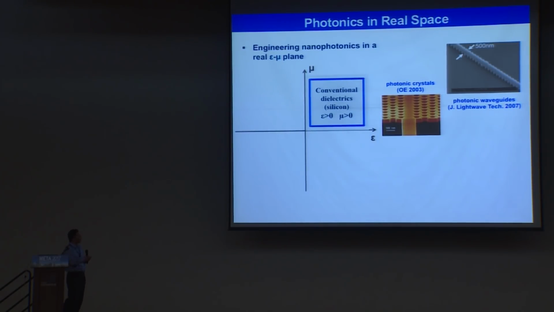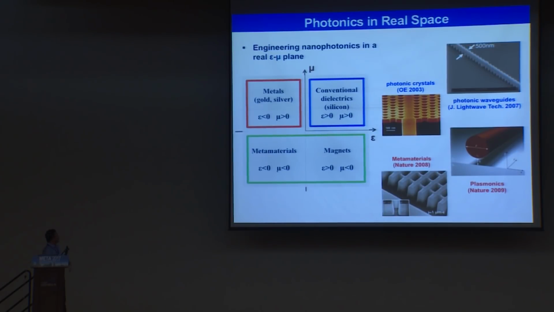going? The dielectric photonics, we all know that: epsilon and mu both larger than 0. Photonic crystals, waveguides, and so on, silicon photonics. And we see many examples of metamaterials or plasmonics that exploit epsilon less than 0. And also metamaterials where epsilon and mu are both negative. Then you have negative refraction and other things.